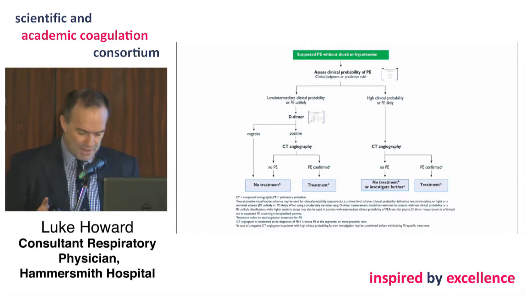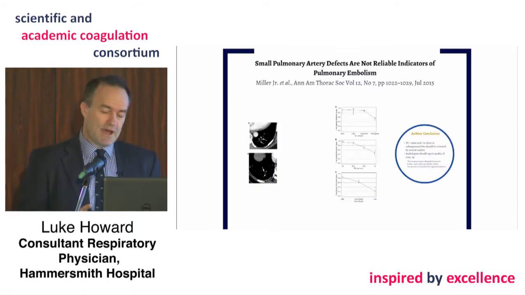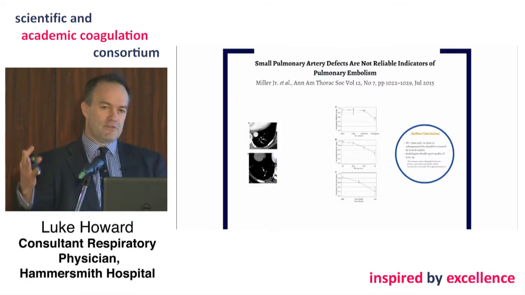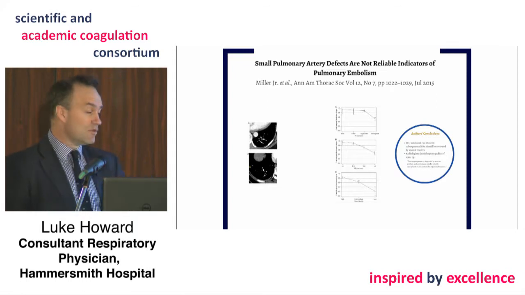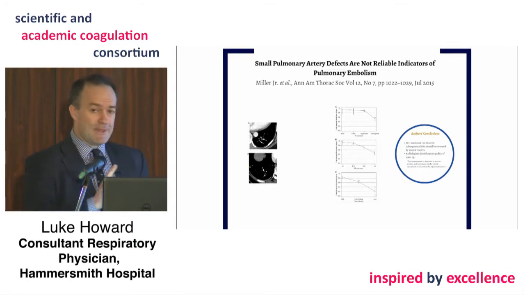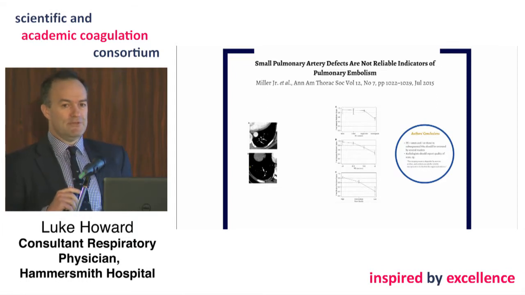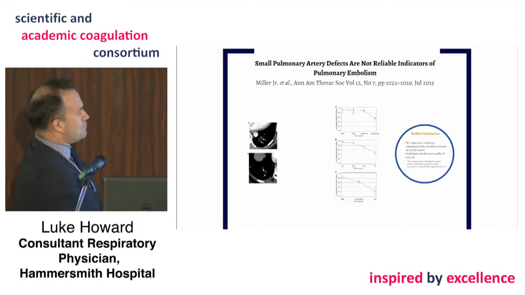The one thing that popped up last year that I thought was quite interesting, and this is not necessarily relevant to you in the acute setting, but in the chronic setting it is quite important, is what do we do about the really small PEs? So this was published a couple of years ago now, looking at small pulmonary artery defects.